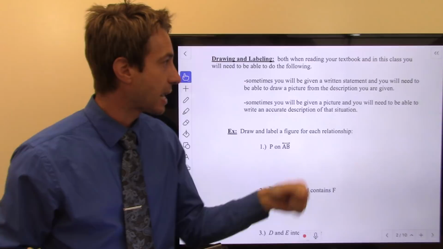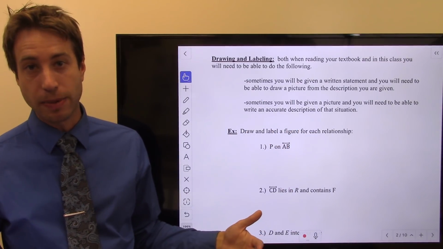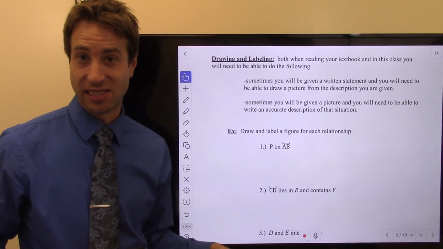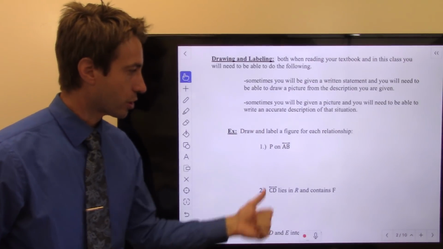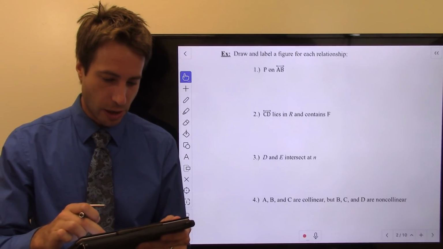Sometimes you'll be written a statement, you'll need to draw a picture, sometimes you'll be given a picture, and you would need to be able to write the statement. Okay, so what we're gonna do here is we're just gonna practice a couple of these where I've written out some things for you. Make sure we know how these go. All right, so here we go.